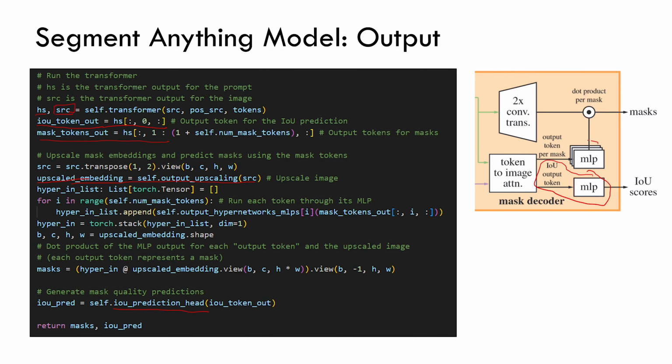So here you can see we have multiple MLP blocks. Each of the tokens has its own MLP block. They run each of them through its own, they get the output, and then they combine the output of this MLP, one for each token, one for each mask, with the upscaled embedding of the image to produce the output mask here.